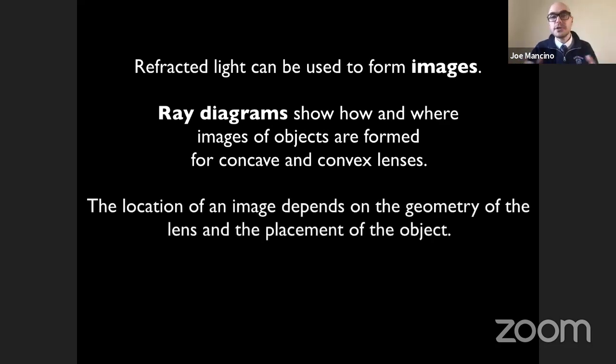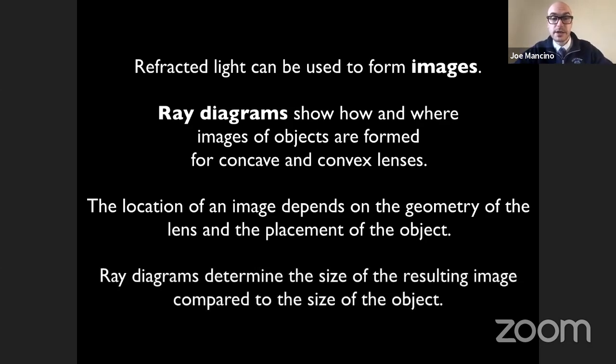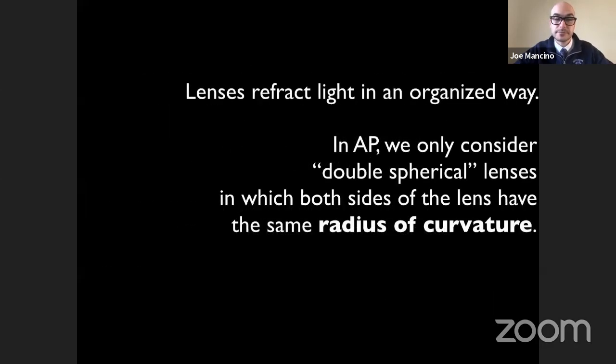Now, the geometry of a lens, its shape, its thickness, determines where the image is relative to the object. We'll discuss what that means. And we'll use ray diagrams to determine the size of the resulting image, its magnification compared to the original object. We'll also come to find out that lenses refract light in a very organized way. And in AP, we only talk about double spherical lenses or biconcave, biconvex lenses, in which both sides of the lens have the same radius of curvature. And let's talk a little bit about radius of curvature.